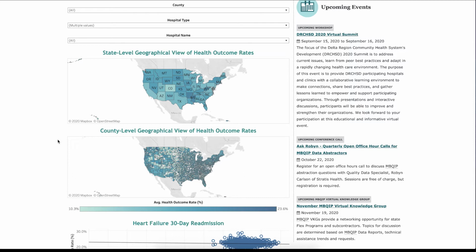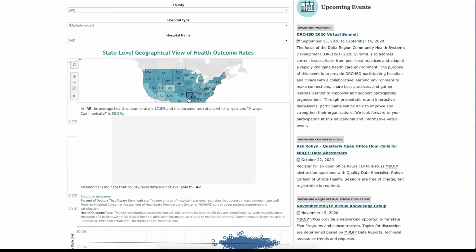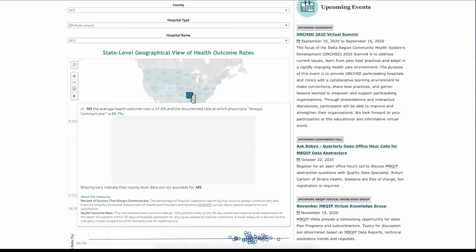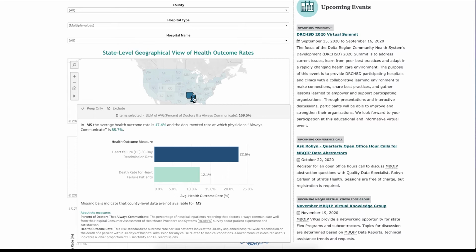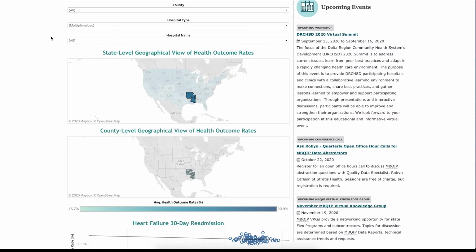Evaluating the data at a national level, we see that average rates of readmission and death for heart failure appear to be of greater percentage in two states, Arkansas and Mississippi. We can click on both states by pressing the Command button on a Mac or the Control button on a PC, or we can select the states of interest from the drop-down menu.